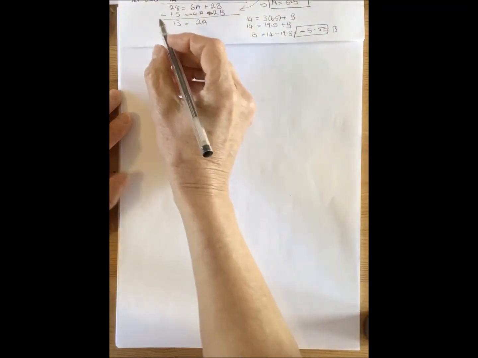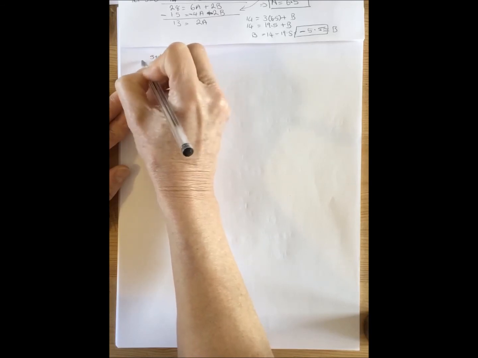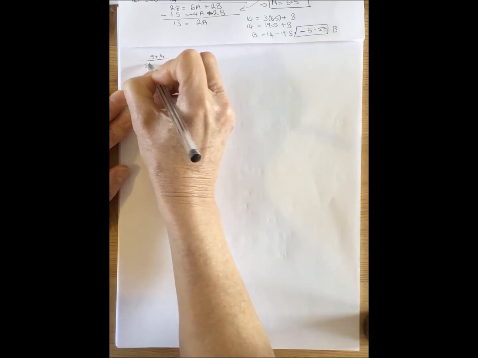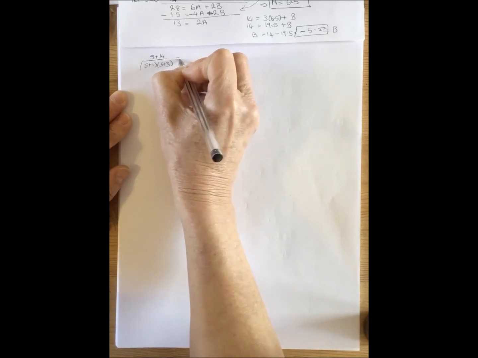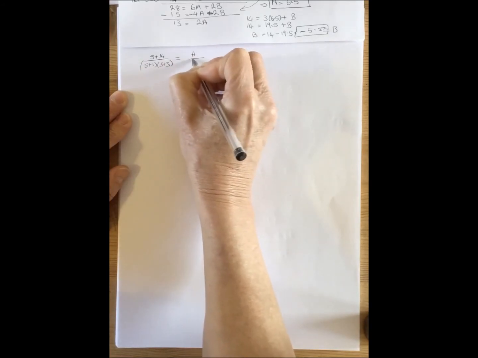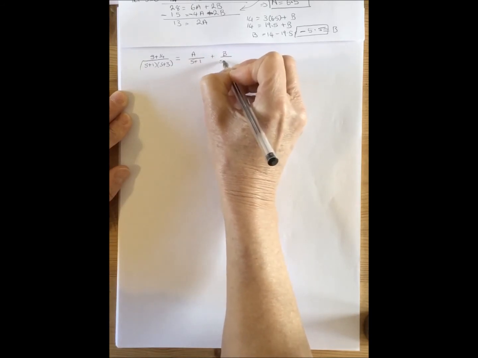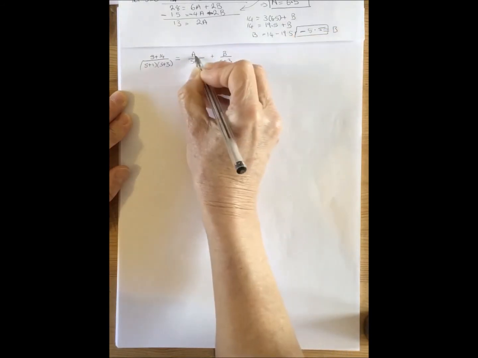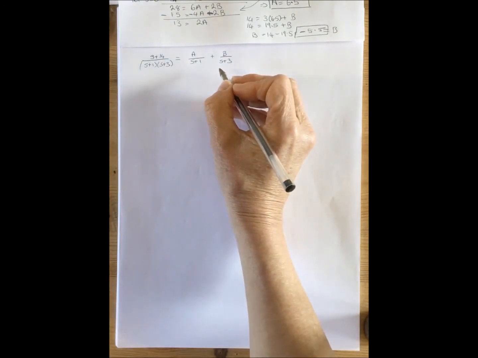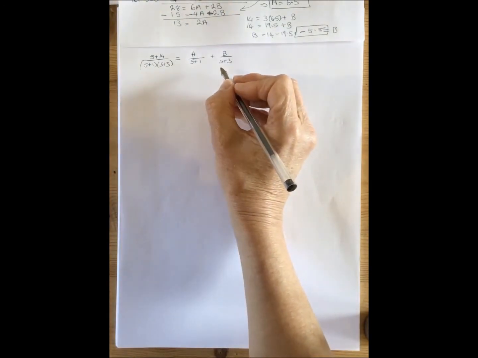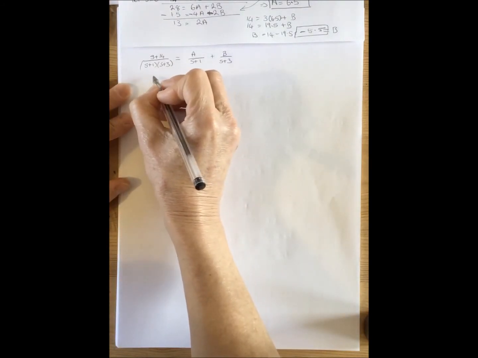Right then. So we now had originally s plus 14 over s plus 1 times s plus 3 was equal to a over s plus 1 plus b over s plus 3. And we have a as 6.5 and b as minus 5.5. Right, so we can put those values in.